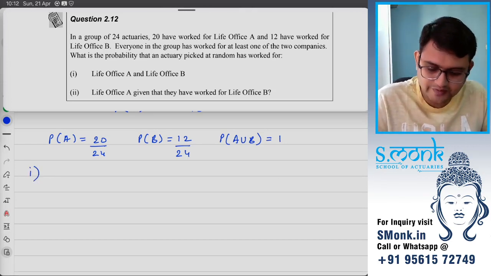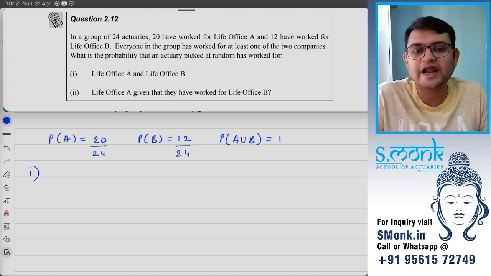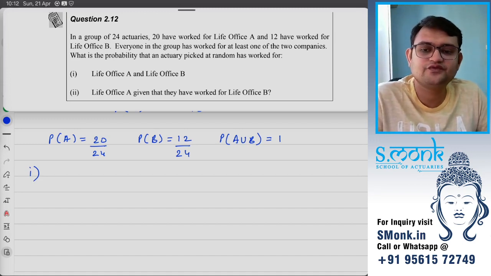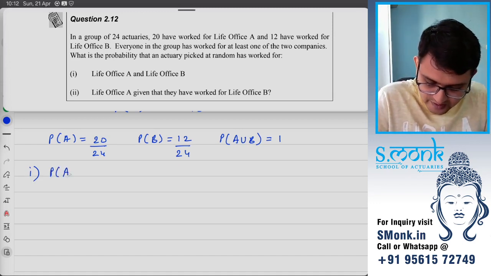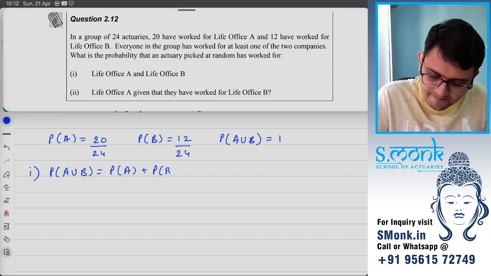What is the probability that the actuary picked at random has worked for, first, life office A and life office B? So I want the probability of the intersection.